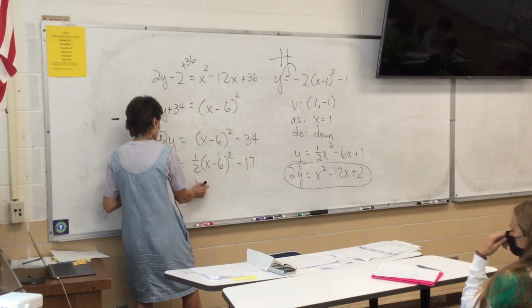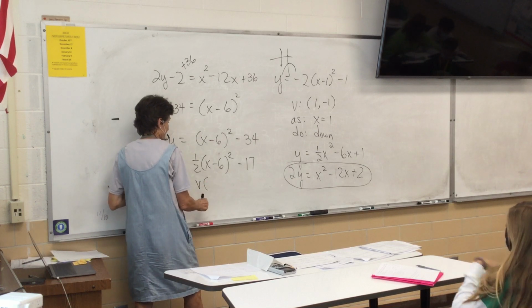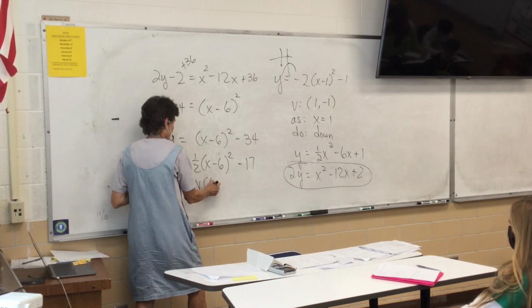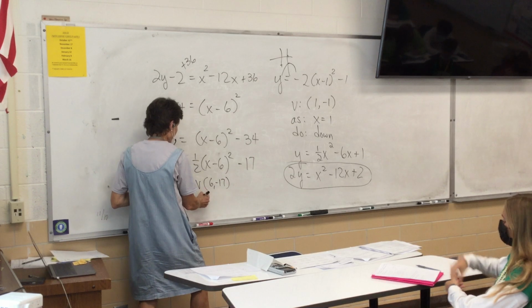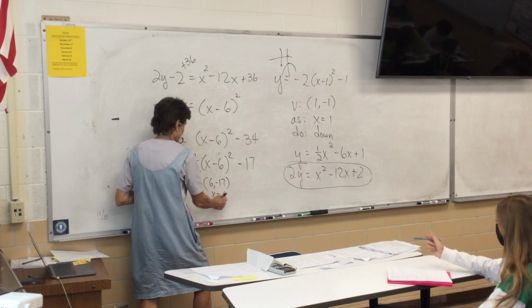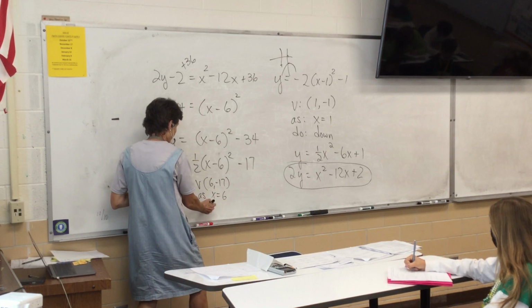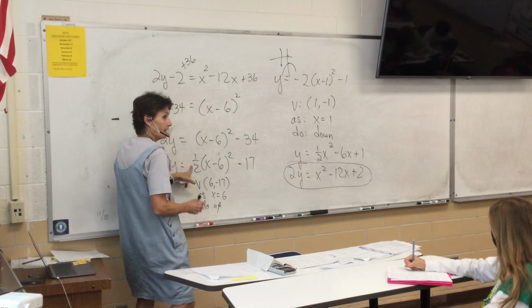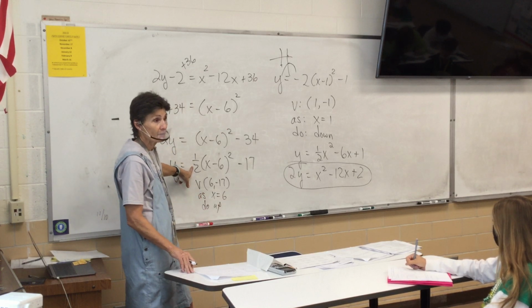So where's my vertex? 6, -17. Axis of symmetry is x equals 6, and my direction of opening is up, because that's a positive number, right?